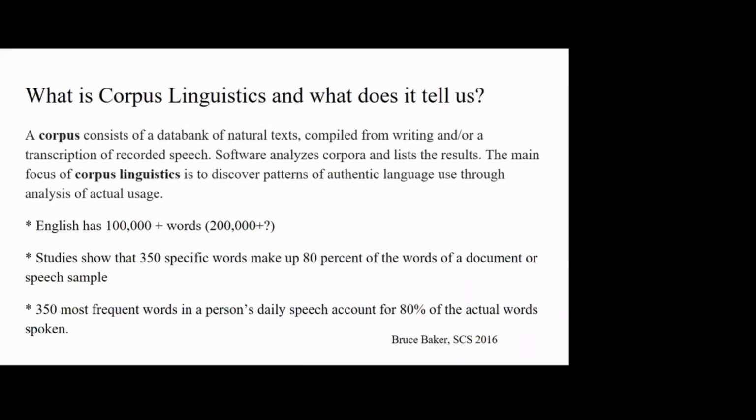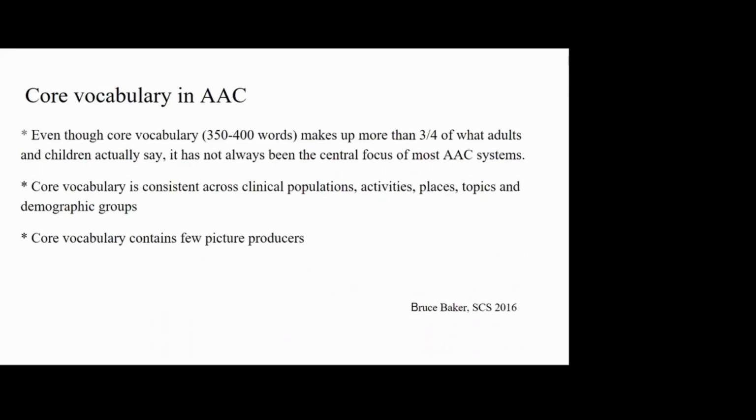So English has lots of words, but studies show that 350 specific words make up 80% of the words of a document or of a speech sample. Okay, so even though the English language has this huge amount of vocabulary, 80% of the words in a document or a speech sample are composed of just 350 specific words. And the 350 most frequent words in a person's daily speech account for 80% of the actual words spoken. Okay? So even though the core vocabulary of 350 to 400 words makes up more than three quarters of what adults and children say, it has not always been the central focus of most AAC systems. Okay?